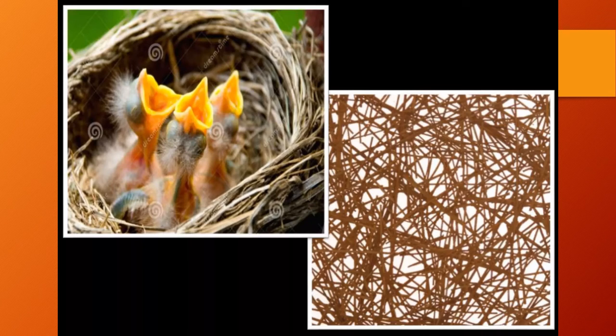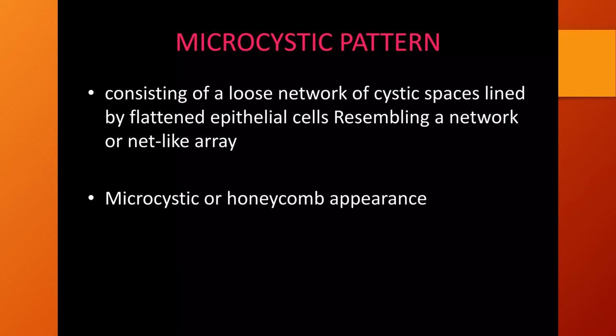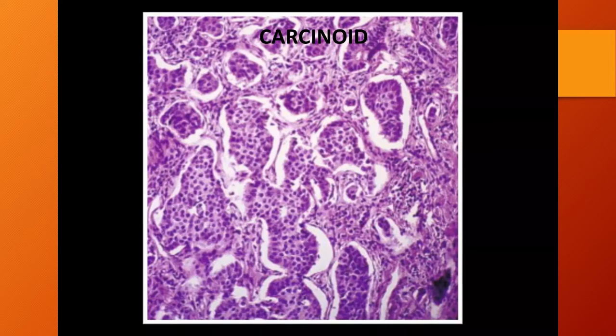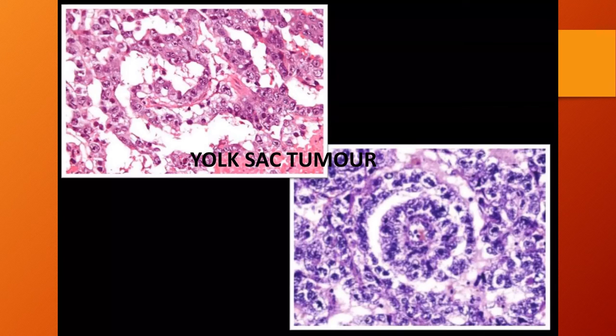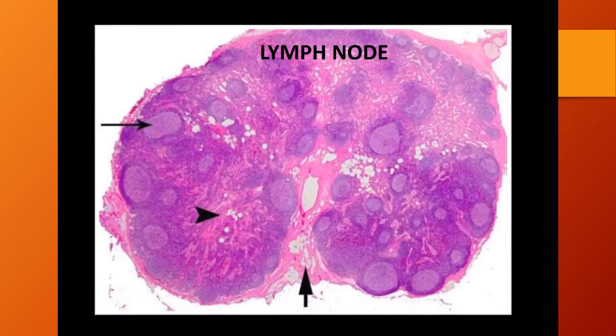Here again there are small cystic spaces. If we see on the meshwork, there are small cystic spaces. This is called microcystic pattern. There is a loose network of cystic spaces lined by flattened cells, forming a net-like array. This is called microcystic or honeycomb appearance. Characteristically seen in neuroendocrine tumors, carcinoids, yolk sac tumor, very well known for these typical microcystic arrangements of the cells.